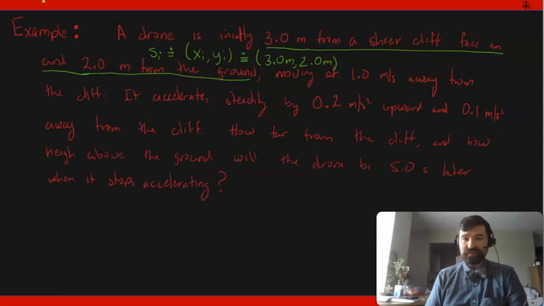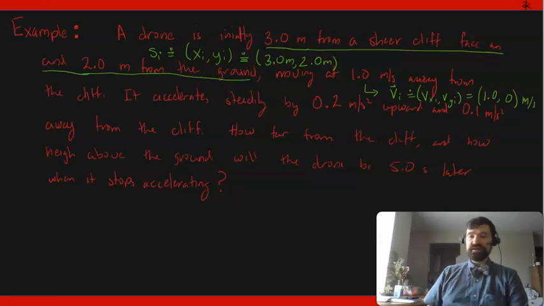It's moving at a speed of 1 meter per second away from the cliff. This is still with the statement initially. So this means that v initial in this case, which would represent vx initial comma vy initial, is 1.0 comma 0. It's moving away from the cliff. It's not really moving up or down. And you can always put the unit outside of the parenthesis in Cartesian.